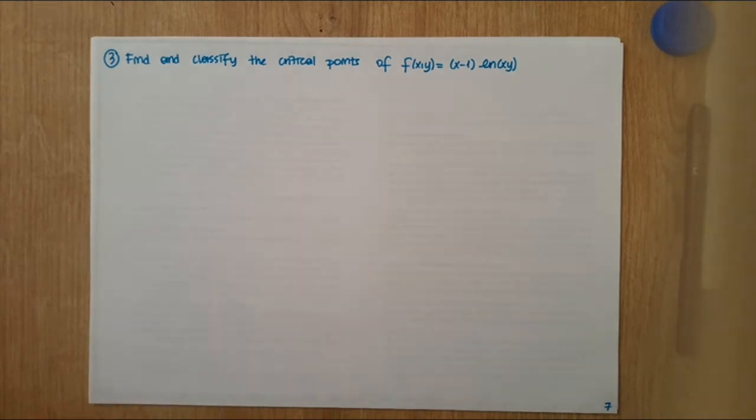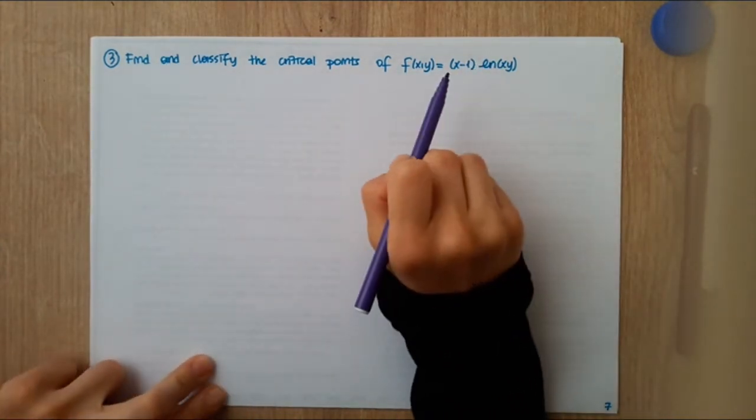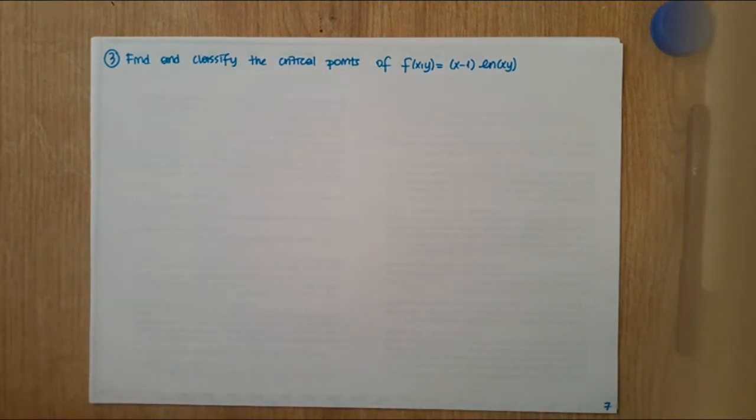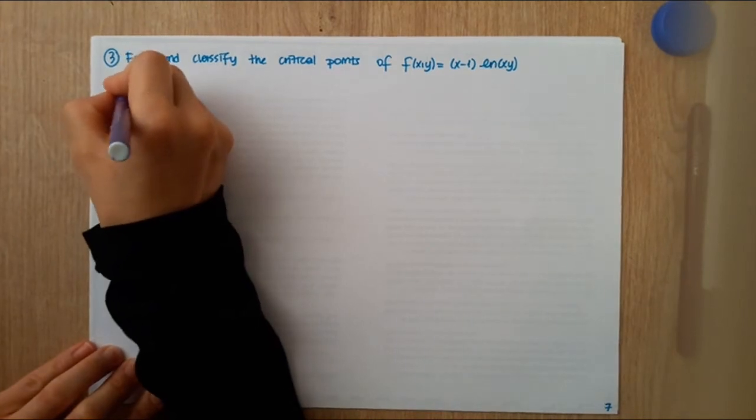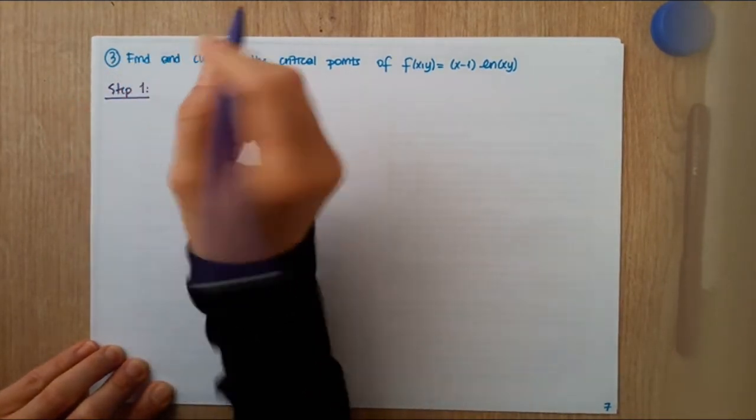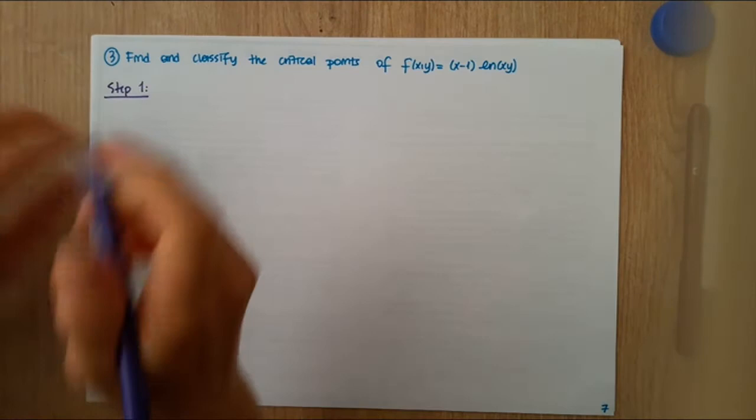Okay, let's try to find and classify the critical points of a given function, x minus 1 times natural logarithm of x times y. Here again we will start with step 1, finding critical points.